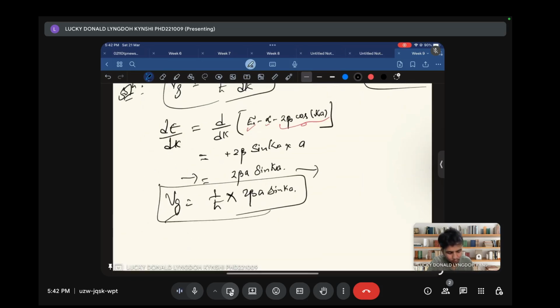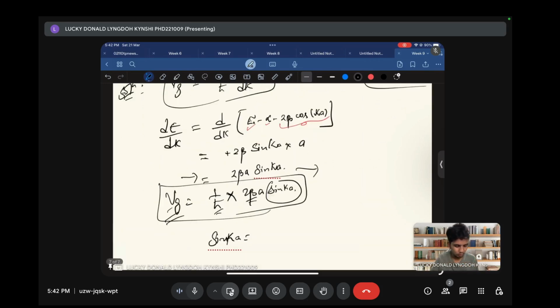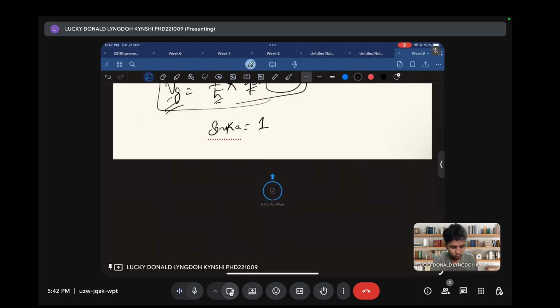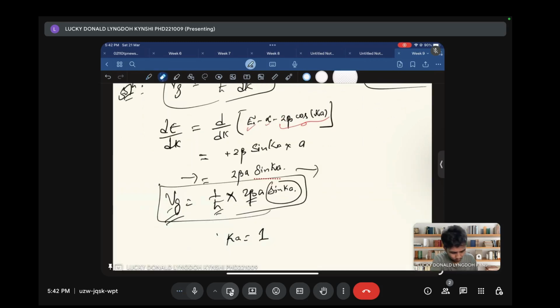So when this is maximum, it depends on your sine ka, because the rest is constant. If sine ka is maximum, then your velocity is also maximum. Otherwise, if sine is minimum, then your Vg is also minimum. What is the minimum and the maximum value of sine? It is minus 1 to plus 1. So the maximum will be sine ka equal to plus 1, because the range of the sine function is from minus 1 to plus 1. Let me just write it properly. So sine ka is equal to 1.